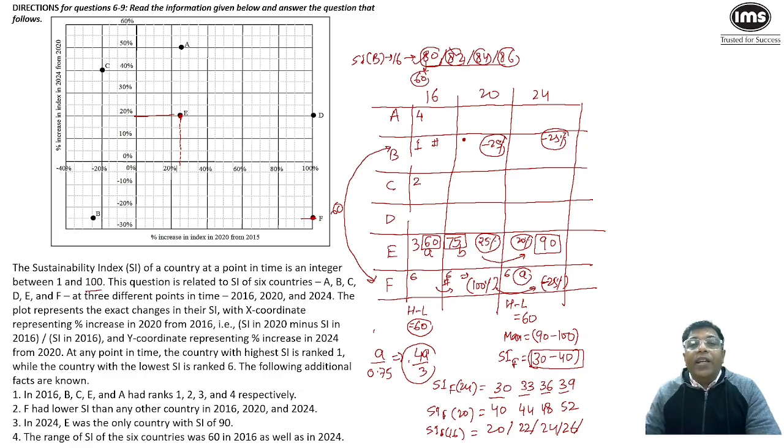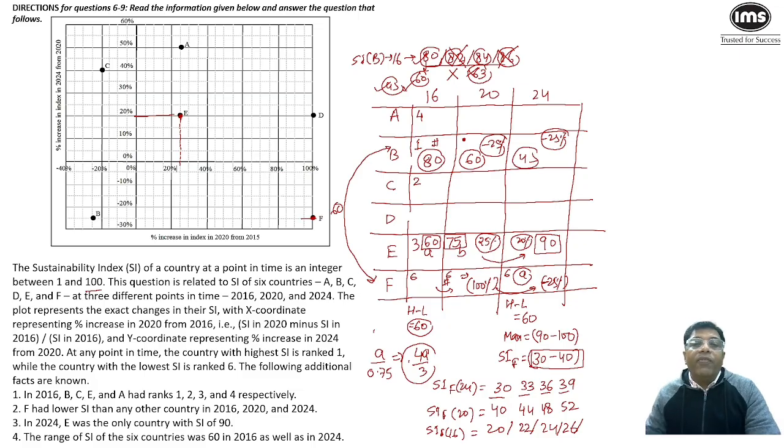Possible. 82 is not divisible by 4, so it won't lead to an integer value. 84 will give you 63. Now if you reduce it further by 25%, this will not result in an integer value. So we are left with only one case. In that sense, B will have an SI index of 80 in 2016. Here it will become 60 and here it will become 45.